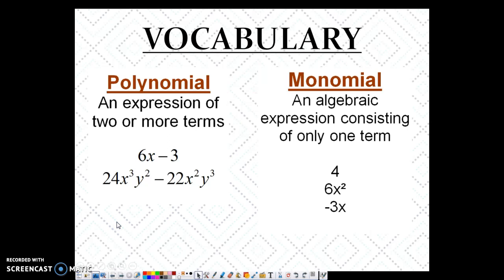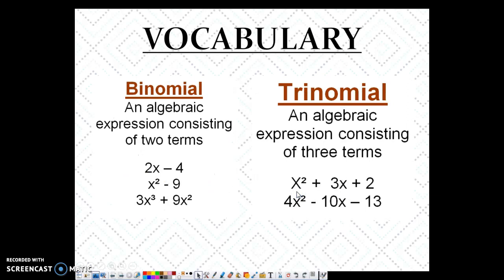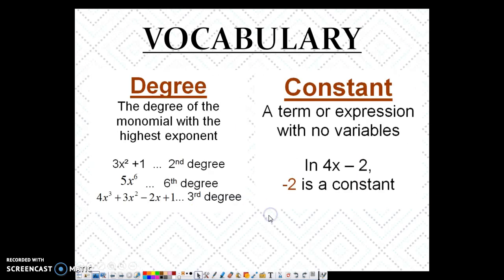Okay? A polynomial is an expression of two or more terms. Monomial, mono means one, so it's one term. Binomial, bi means two, so that means two terms. Trinomial, tri means three, so three terms.